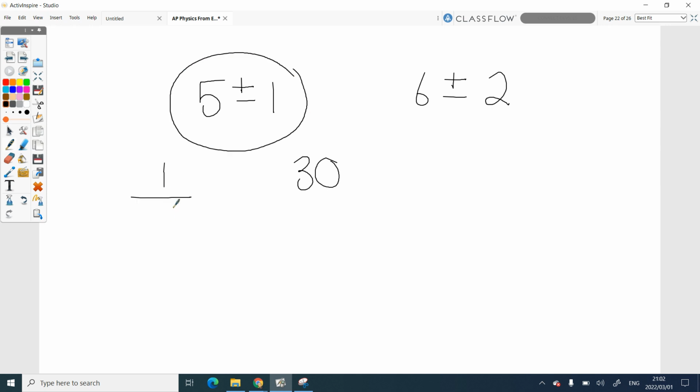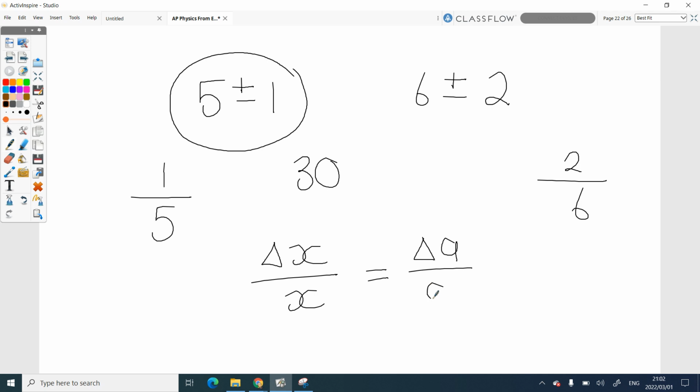So the fractional uncertainty in this one, 1 out of the 5 is my uncertainty in this value. And 2 out of the 6 is my uncertainty in this value. So I need to account for both these uncertainties. So that's why I need to add the fractional uncertainties. So the uncertainty in my x value, let me write it properly, that's my fractional uncertainty in this value, is going to be the fractional uncertainty in my first value. So the change in A over A, I'm just going to make up letters for that so you can see the equation as well.